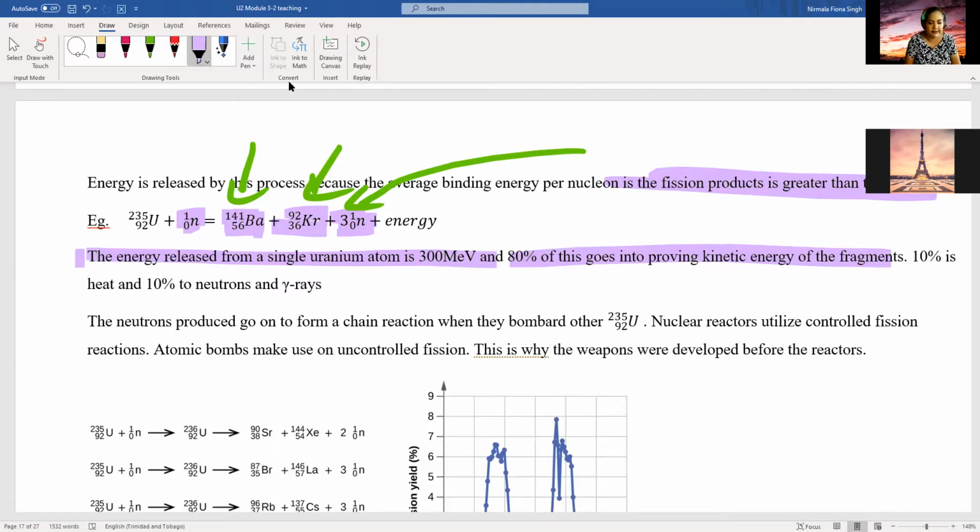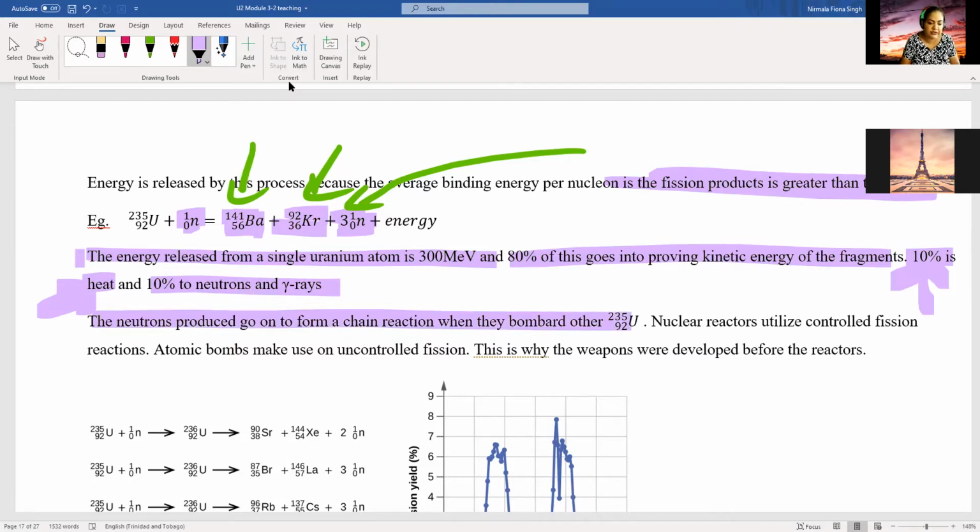10% goes to heat, and it's this heat that we use for our nuclear power plants, just the 10%. And 10% goes to neutrons and gamma rays. So when it comes to uranium-235, you do have gamma rays produced as one of the byproducts of the reaction. The neutrons go on to form a chain reaction when they bombard other uranium-235.